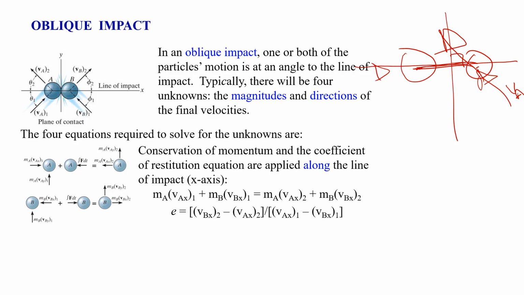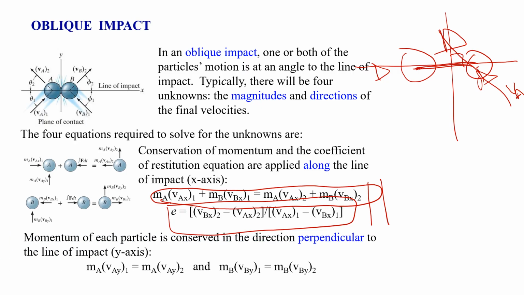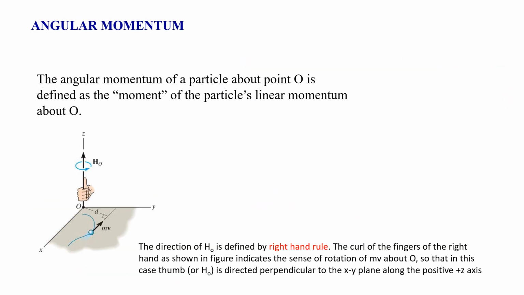Along the line of impact, you can still use the same equations: linear momentum is conserved, and the same coefficient of restitution equation. Along the direction perpendicular to the line of impact, the momentum of each particle is conserved. So you have four equations and four unknowns with which you can calculate. Okay, so that's about the linear impulse momentum.